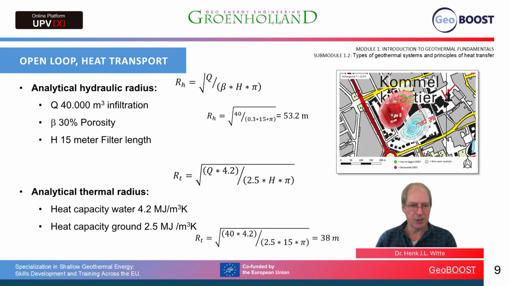The thermal radius can also be calculated. That of course includes the thermal capacity of the ground and the thermal capacity of the groundwater. The heat capacity of water is 4.2 megajoules per cubic meter Kelvin, and the heat capacity of the ground is 2.5 megajoules per cubic meter Kelvin, at least for porous media in the Netherlands. Plugging those values into the equation, we get a thermal radius of 38 meters in this case.